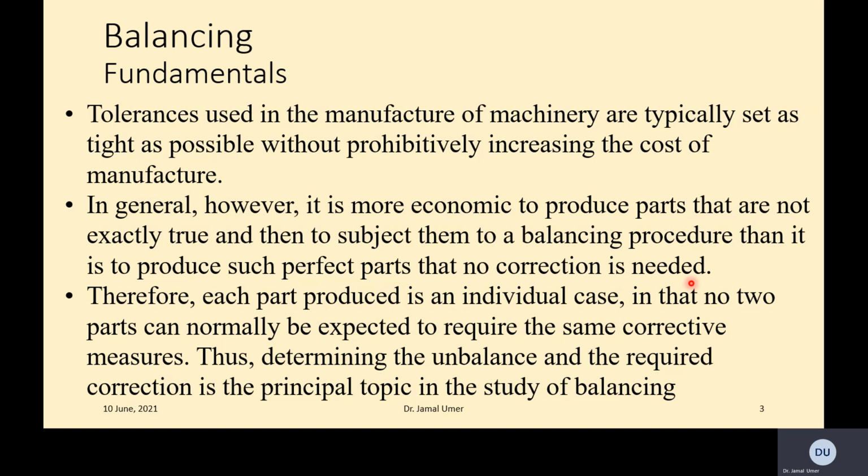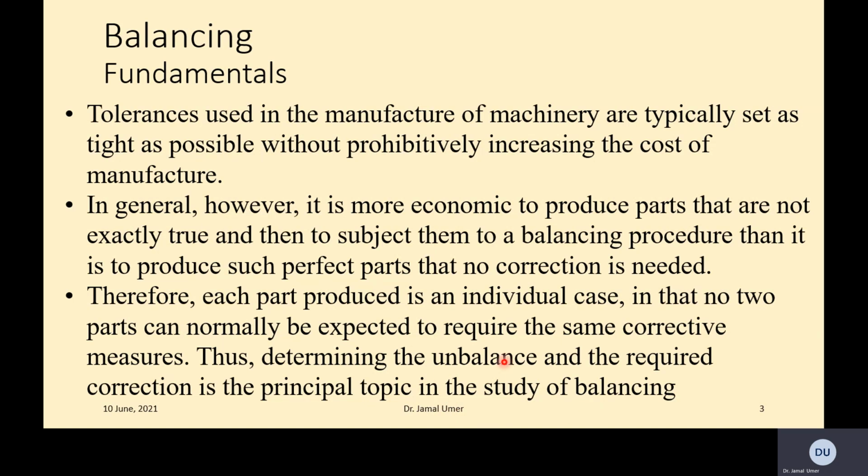The other option is you make a cheaper part, and it is cost effective, but it has larger tolerance. Then you have to go towards balancing to make it balanced, and that's the cheaper option basically. So therefore each part produced is an individual case, in that no two parts can normally be expected to require the same corrective measurement.